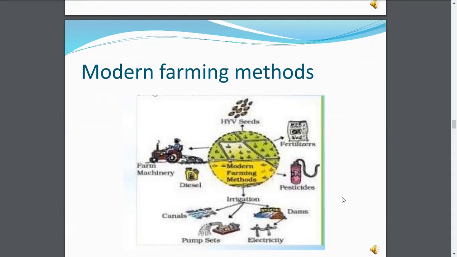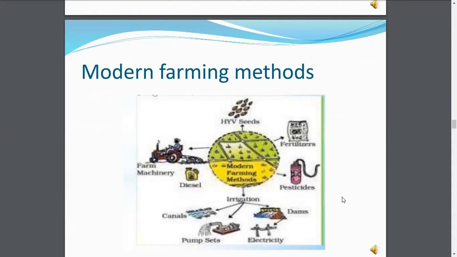So what is the result of this? The result is that the productivity of land increases manifold. The productivity increases. But there is also a problem that is going to come: the soil's fertility can be lost because we are using lots and lots of chemicals.